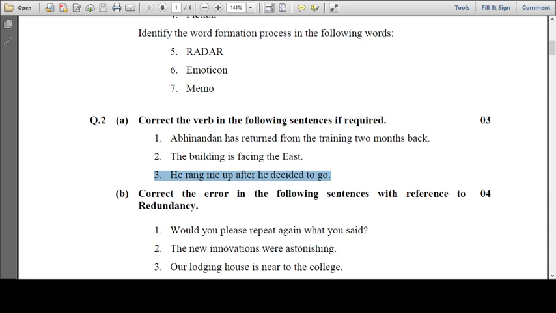This is a little bit tricky one. Don't worry, I am going to give you the answer at the end. Nancy Jogani, yes, your answer is right, exactly. The answer is: he rang me up after he had decided to go. Here, the one action is already done, and that is why the answer is he had decided to go.